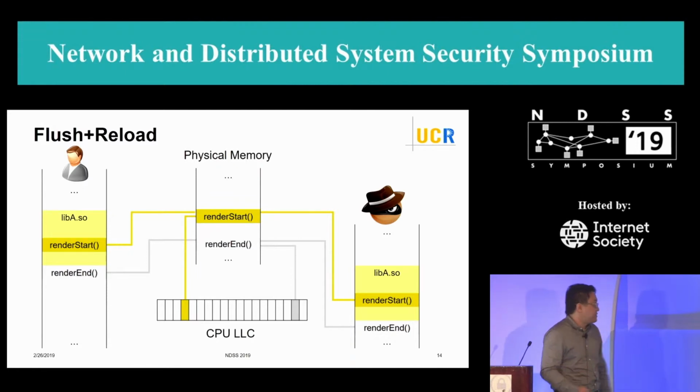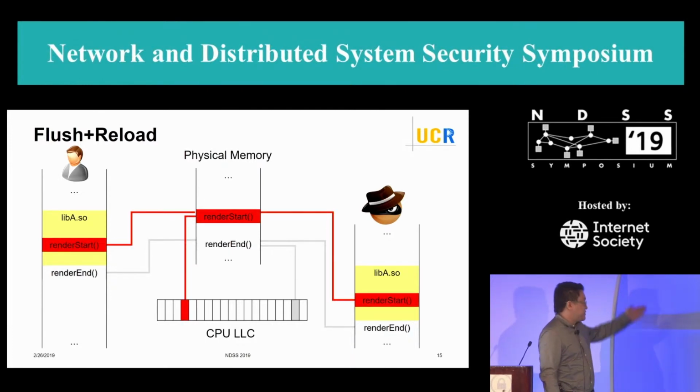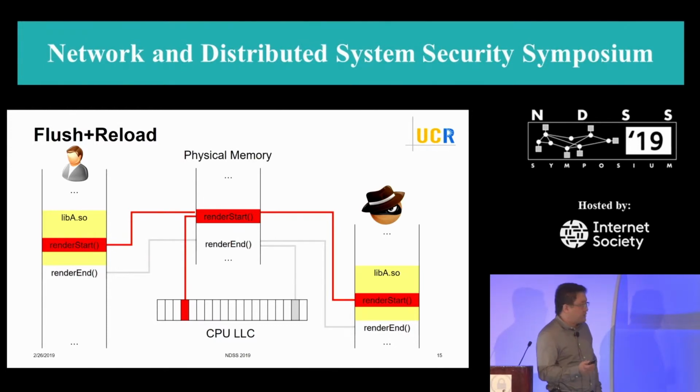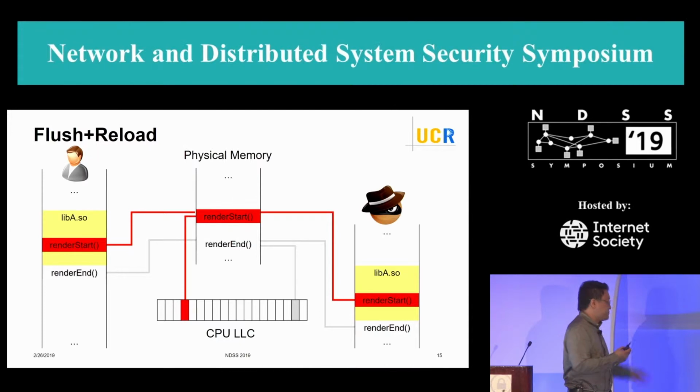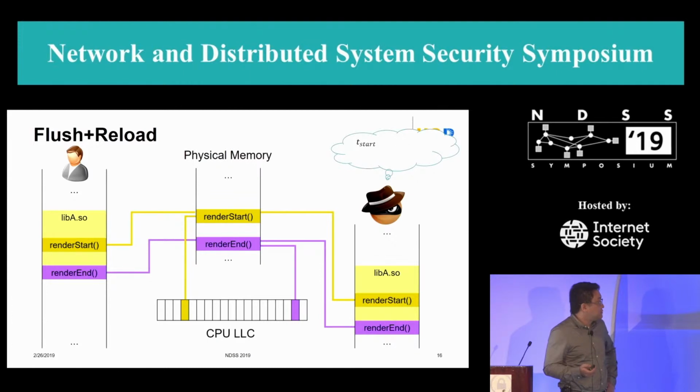Let's say render start. Because it was just flushed out of the cache, the access will be slower. However, if after the flush the victim somehow accesses render start as well, then the attacker's reload will be much faster, because the victim just brought it into the cache. As a result, the attacker can take a timestamp saying, OK, here's where rendering starts, and do a similar thing for render end, and then compute the time difference to infer the render time.